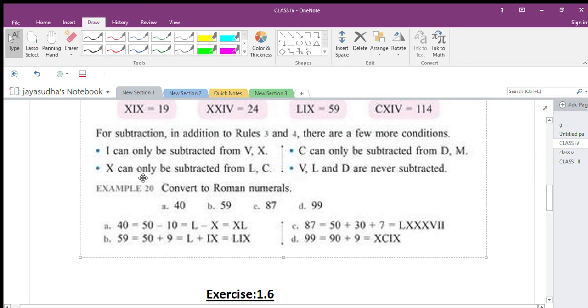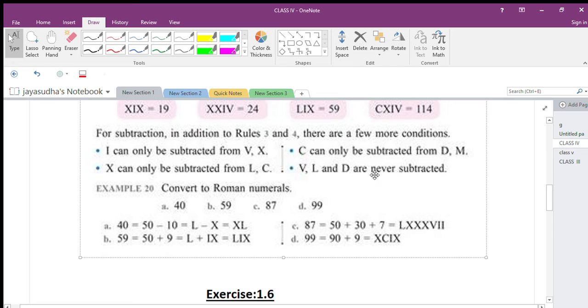Then X can only be subtracted from L for 50 and C for 100. The X, 10 symbol, can be subtracted only from L and C. Here C can only be subtracted from D and M. D for 500, M for 1000. C can only be subtracted from D and M.